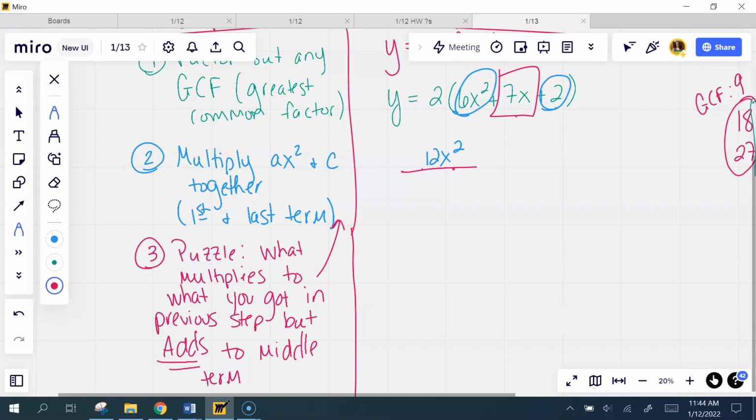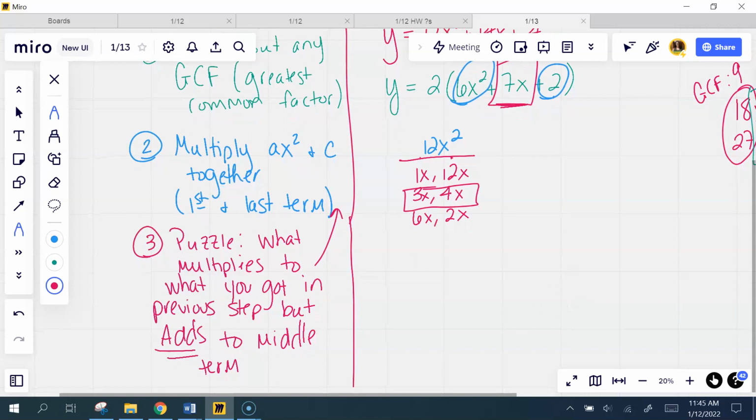So let's think of everything that multiplies to 12x squared. We could have 1x and 12x. We could have 3x and 4x. We could have 6x and 2x. And I think that's it. So of all of these, if I put a plus in the middle of that, which one would equal 7x? Right? 3x and 4x, because 3x plus 4x is 7x.